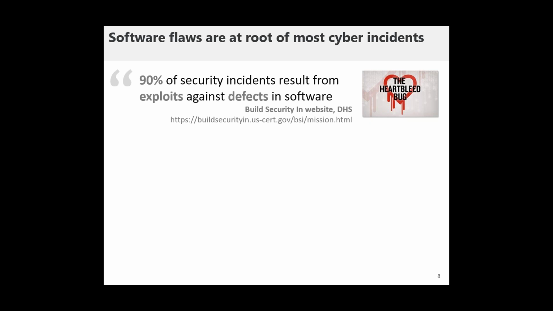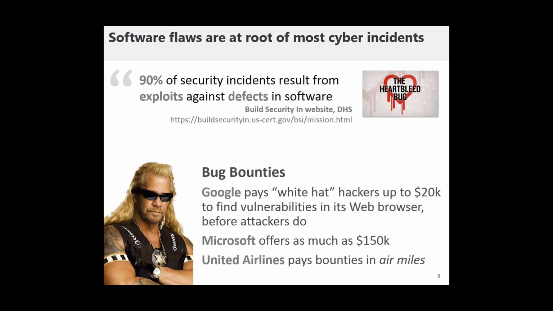And they are there, and people don't know that these vulnerabilities are there, which is why there are now bug bounty hunters. These are folks who get paid, basically, to find software vulnerabilities before attackers do. Google pays white-hat hackers up to $20,000 to find vulnerabilities in its web browsers. Microsoft offers as much as $150,000 for vulnerabilities in their software, and United Airlines is now paying bounties in air miles or frequent flyer miles based on the bugs that folks can find.